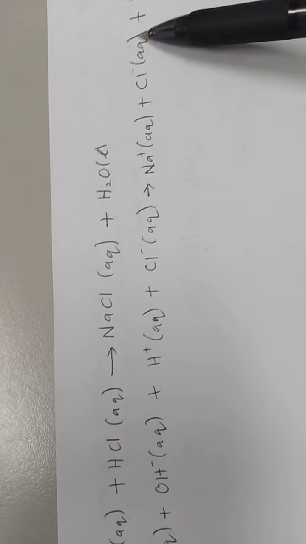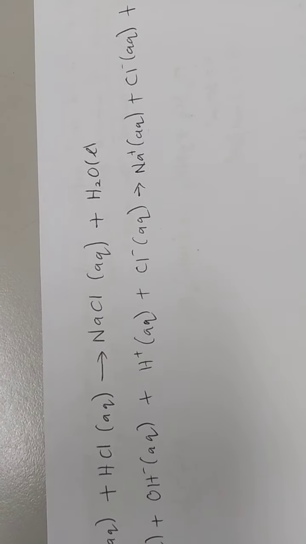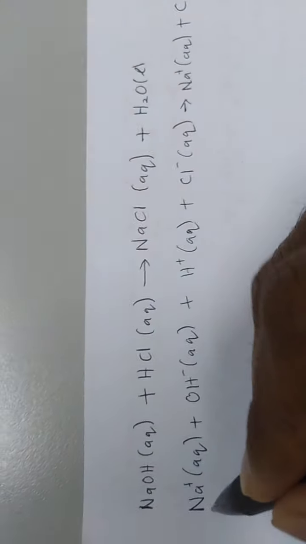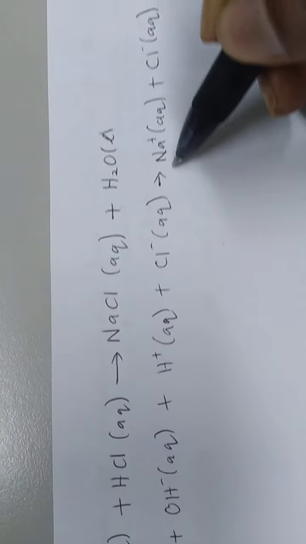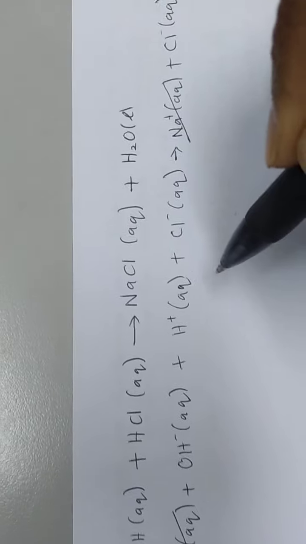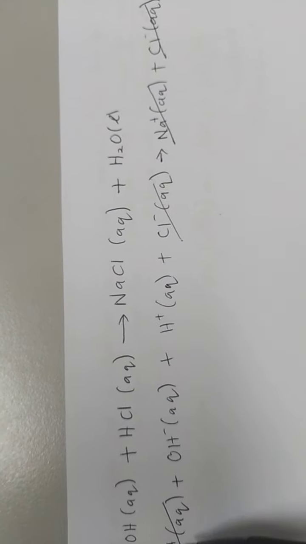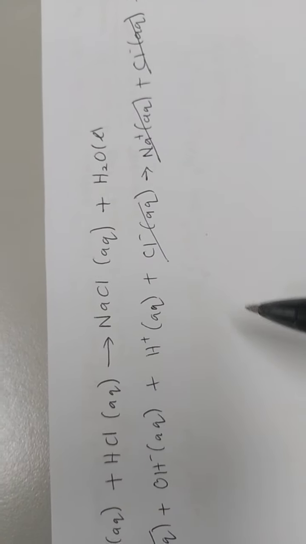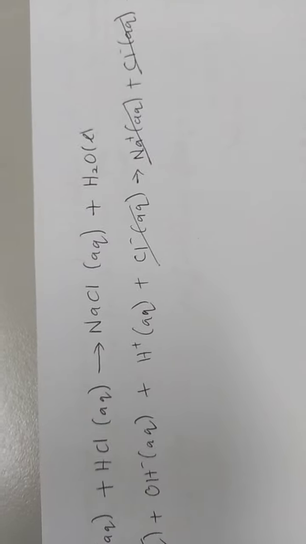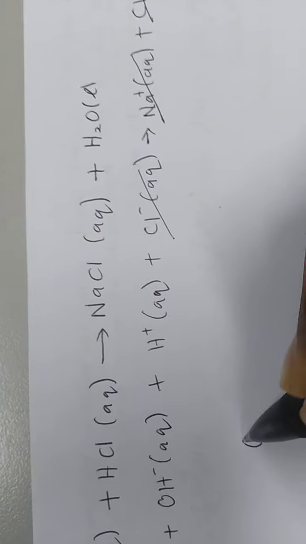So now what we do is cancel out those ions which are exactly the same. In this case, we will cut off the sodium, and then we will cut off the chloride ion. These are your spectator ions. The ones that you cut off are your spectator ions because they do not participate in the reaction. So in the end, what you have is actually this.